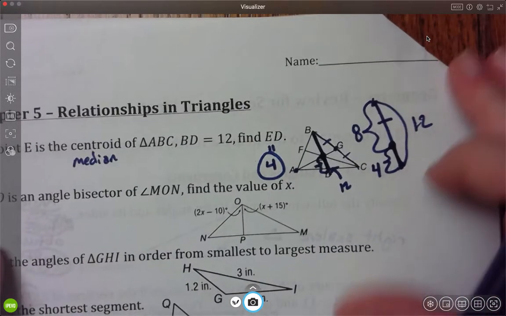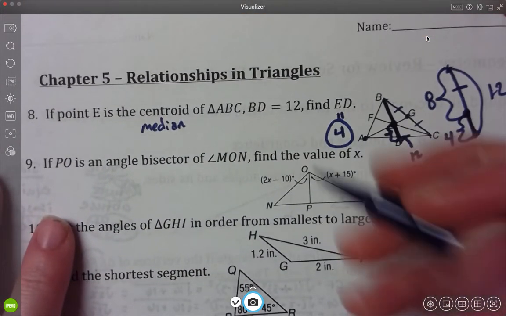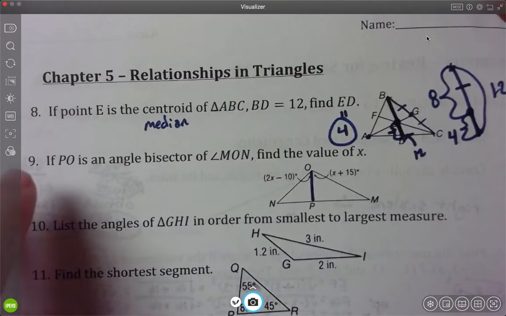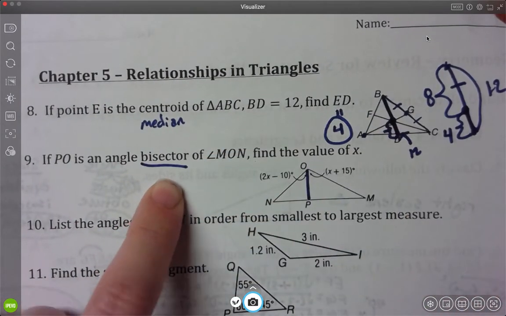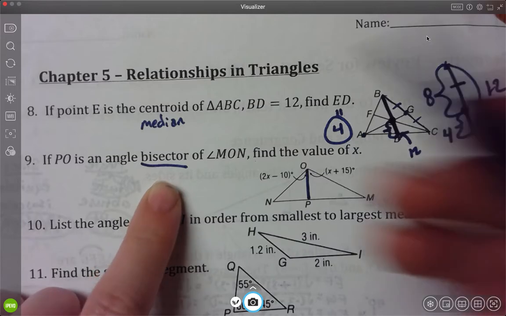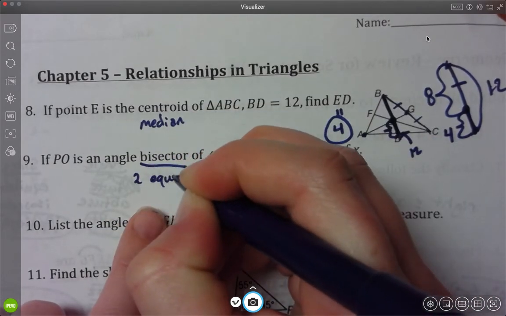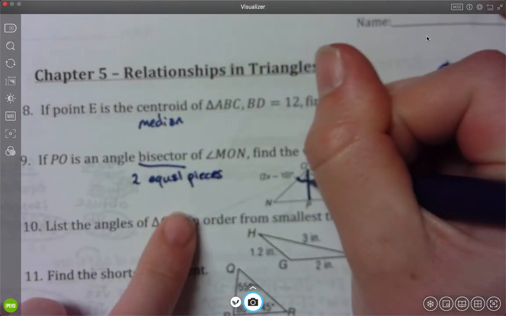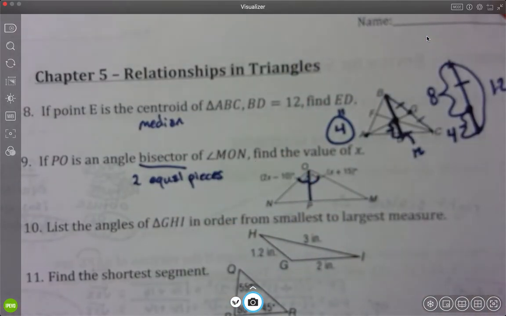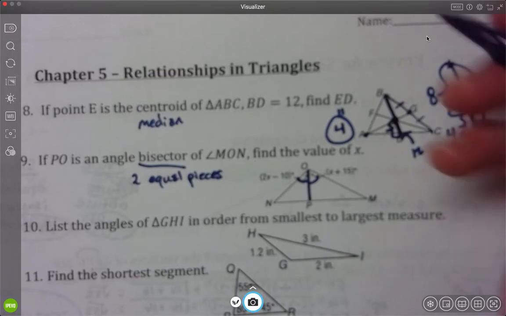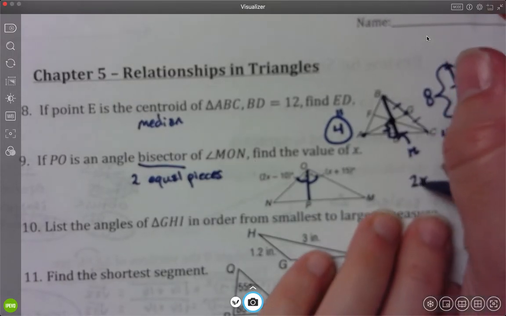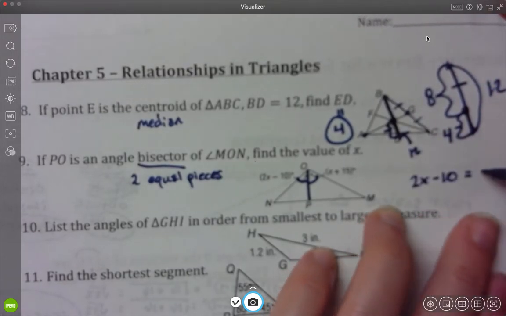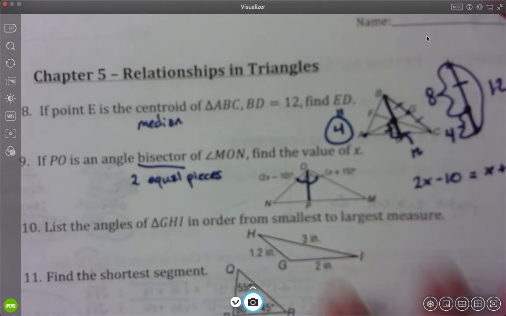Number 9, they are saying that PO is an angle bisector. Bisector means it splits it exactly into 2 equal pieces. So if those 2 angles are equal to each other, then I can set them equal to each other. So I would say 2x minus 10 is equal to x plus 15, and then I just solve.